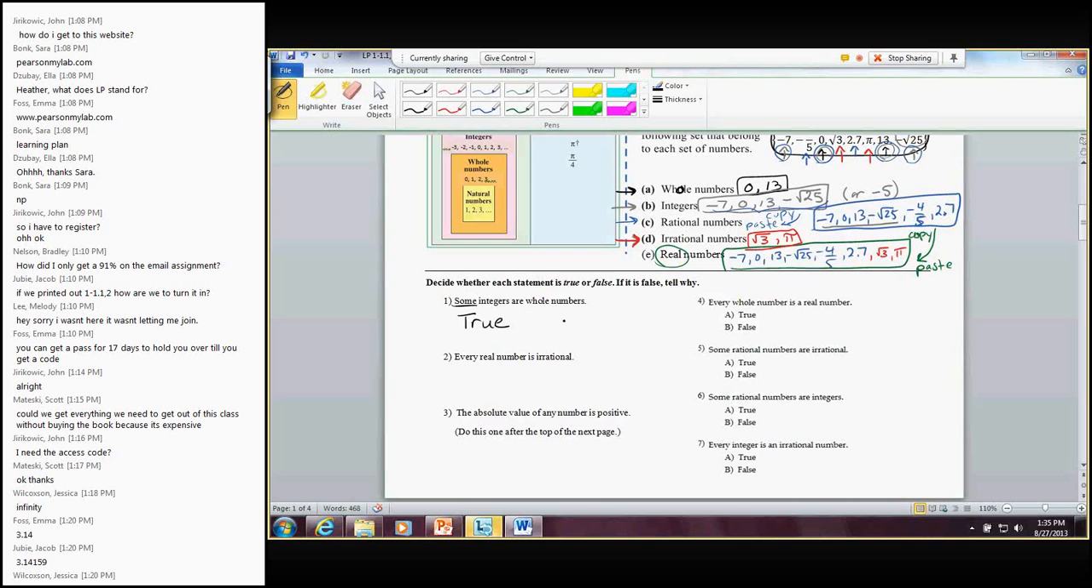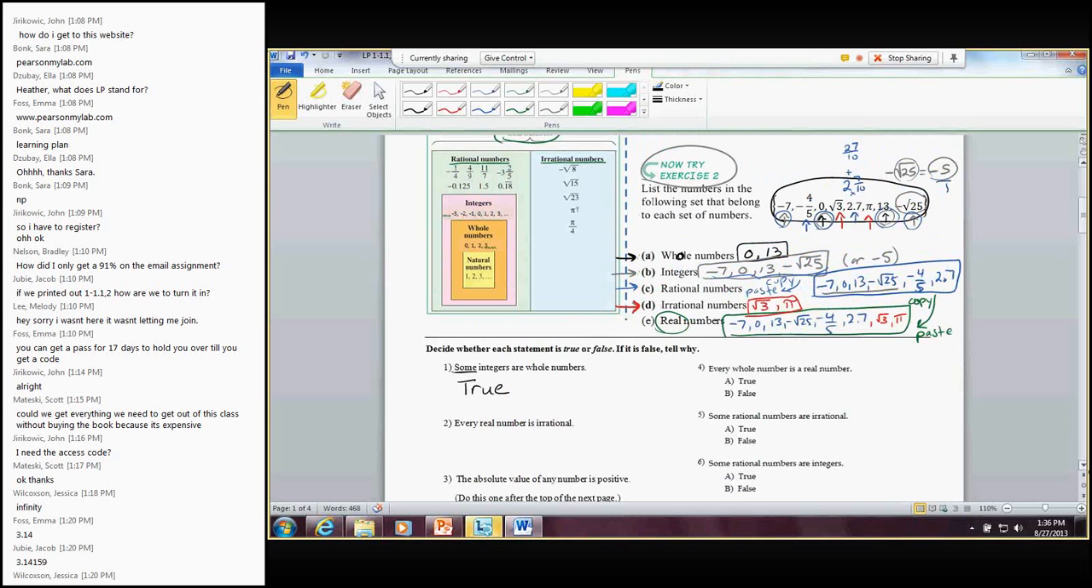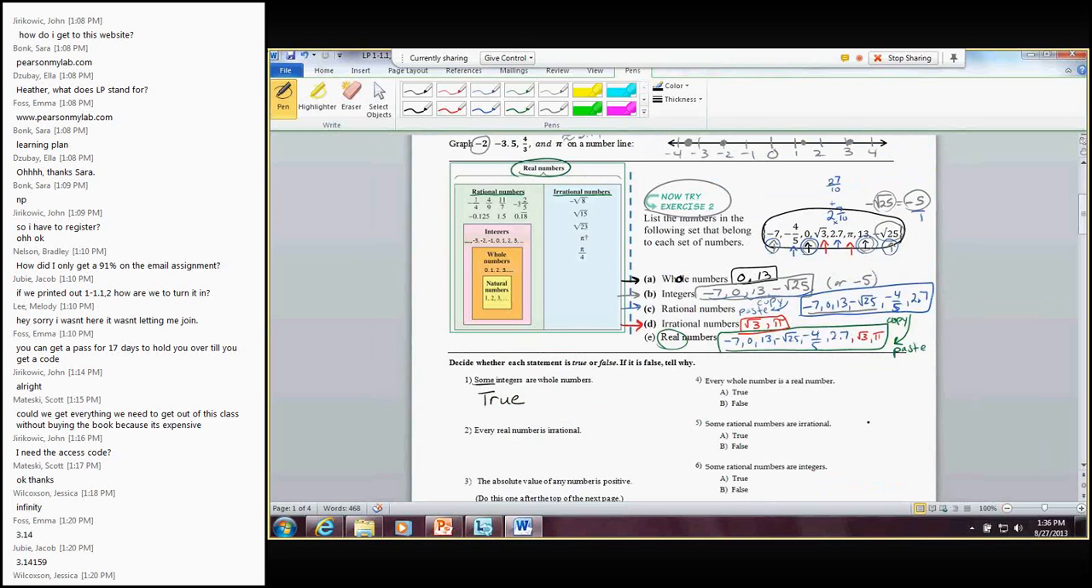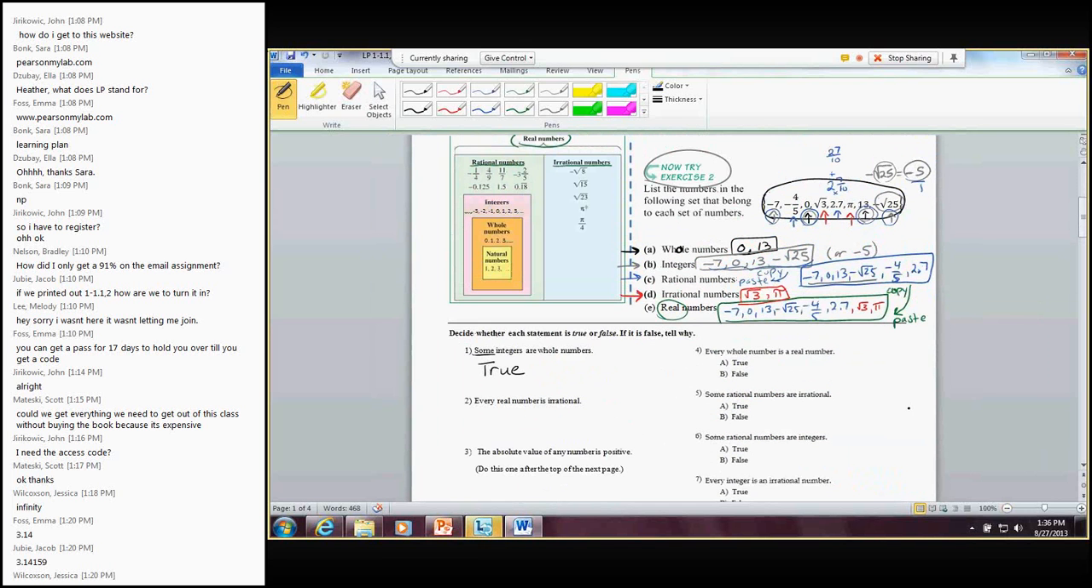Okay, 2. Every real number is irrational. And some people like to look at this picture. False. Okay, so we're talking about 2. Every real number is irrational. So why is it false? Now look up here. These are all the real numbers. Are the real numbers only irrational? No, they have rational numbers too. Perfect. Good job, Lacey. And this is a little abbreviation for rational. Some are rational. That's it. That's all you have to explain.